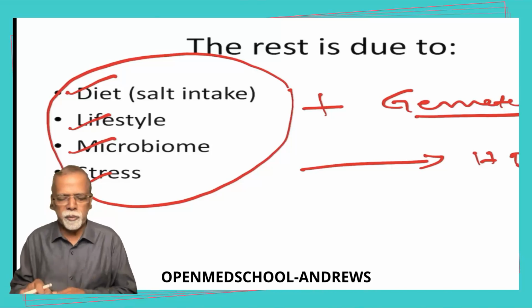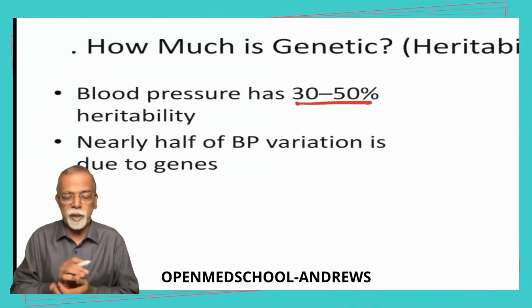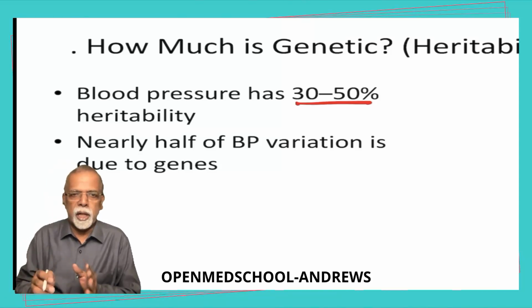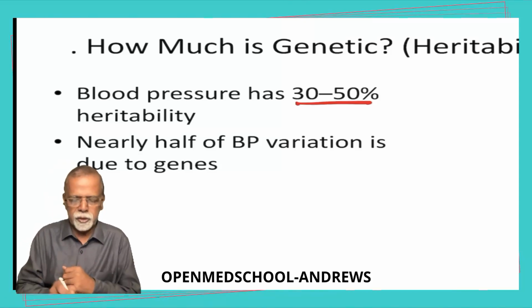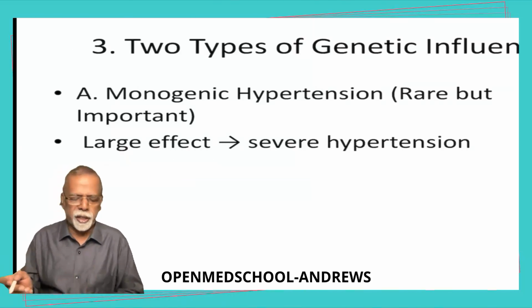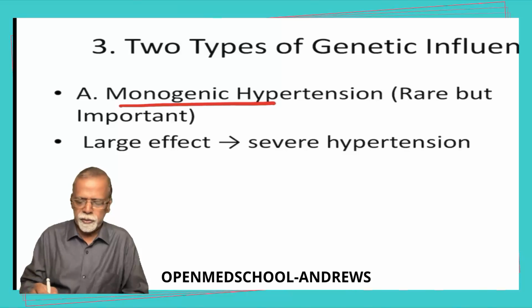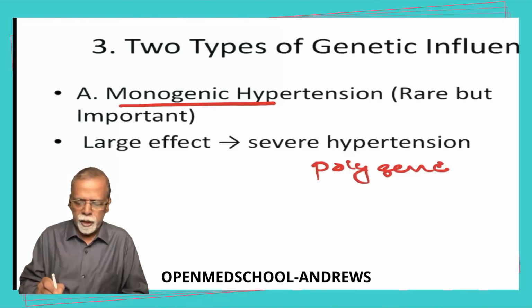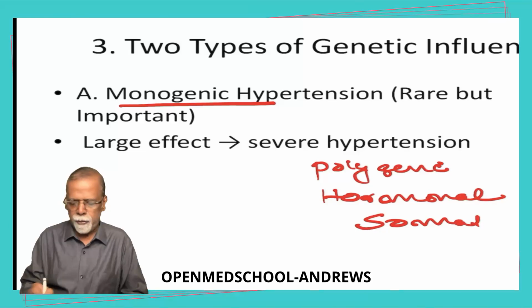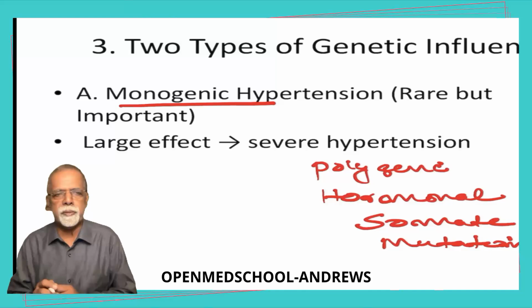So what is the contribution by genetics? Approximately 30 to 50% is heritability. So half of BP variation is due to genes. There are mainly two types of genetic influence. One is monogenic, second is polygenic. And sometimes hormonal changes due to somatic mutations. These are the basic things you should remember.